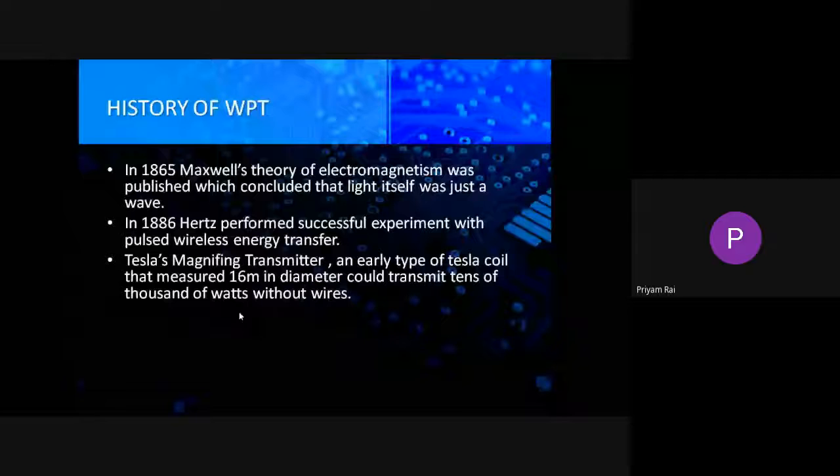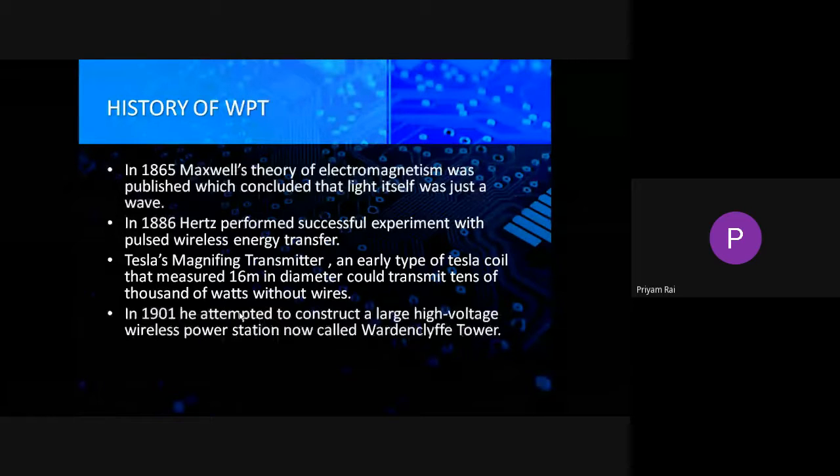Then Tesla's magnifying transmitter, an oversized type of Tesla coil that measured 16 meters in diameter, could transmit tens of thousands of watts without wires. Then Tesla managed to light 200 lamps without wires from 40 kilometers away, although no documentation from Tesla's own reports was ever published.